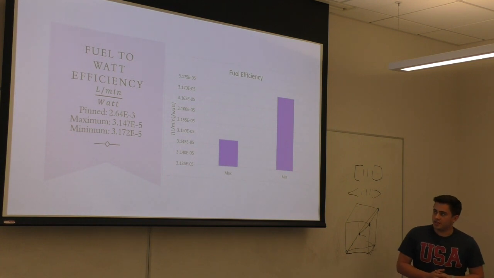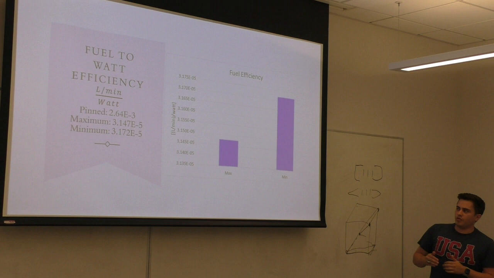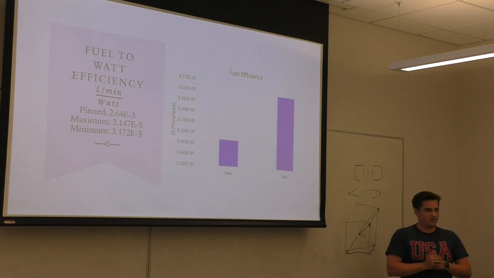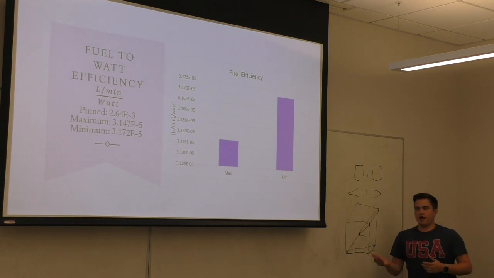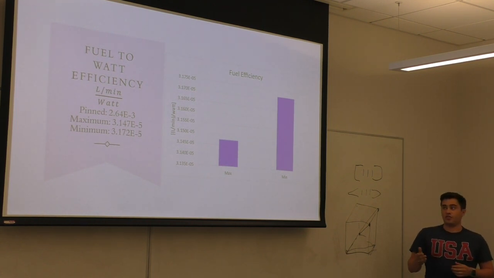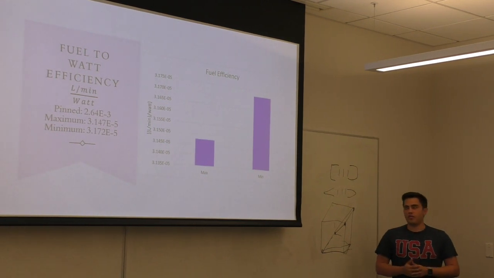I was really surprised by this because as calculated, at the peak efficiency, we were only consuming about 3.2 times 10 to the negative fifth liters per minute for every watt that we were generating. And so for the amount of energy that we were creating, 1,200 watts, we were actually consuming very little fuel, close to about 2.3 liters per hour to generate 1,200 watts.